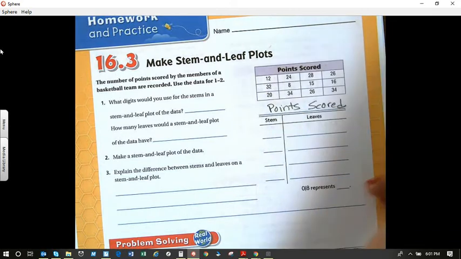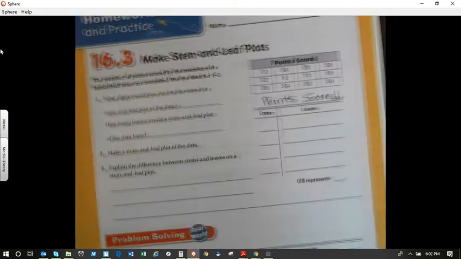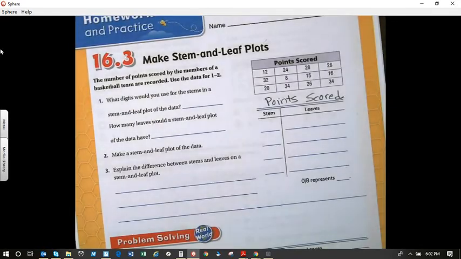There we go. And then the first question: what digits would you use for the stem in the stem and leaf plot? All right, so let me get some different color pens so you can see this. Hopefully you'll be able to see it a little bit clearer.